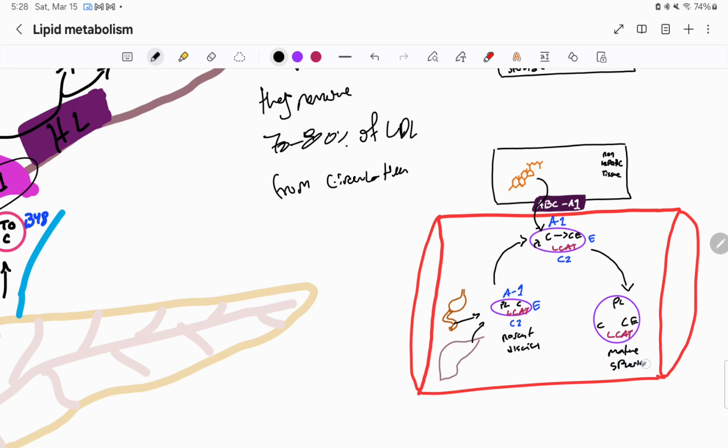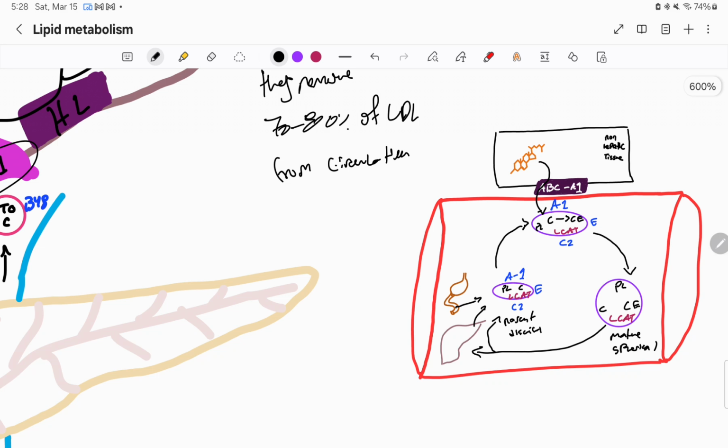spherical HDL molecule. This HDL molecule has two paths, and its main path for now is that it will return back to the liver. So look at this, I'll do it like this. It can go to the liver, and then I'll put an arrow back here, and I'll tell you why I did that. So it can go to the liver and interact with a specific receptor in the liver called SR-B1, or scavenger receptor type B1.